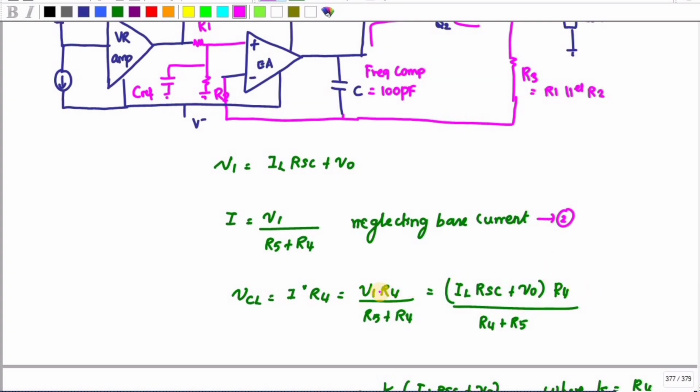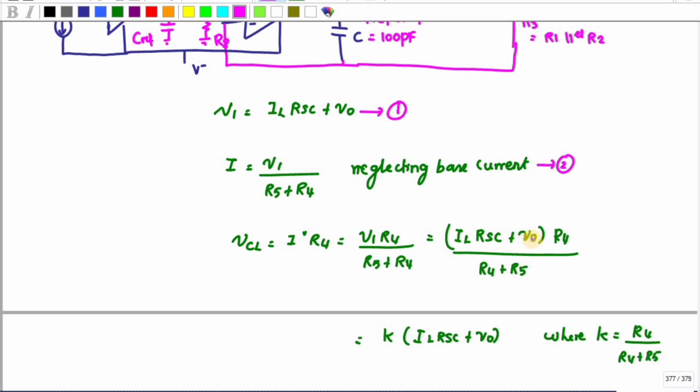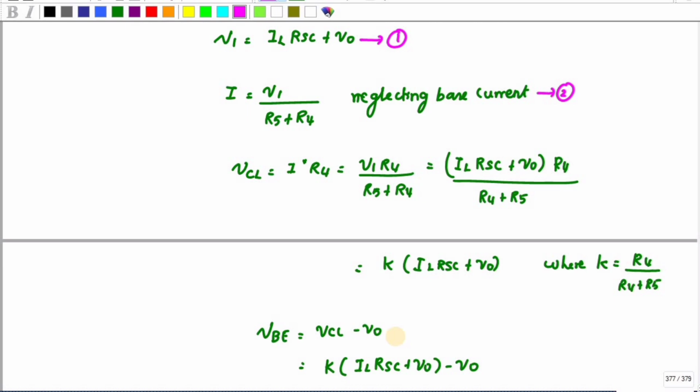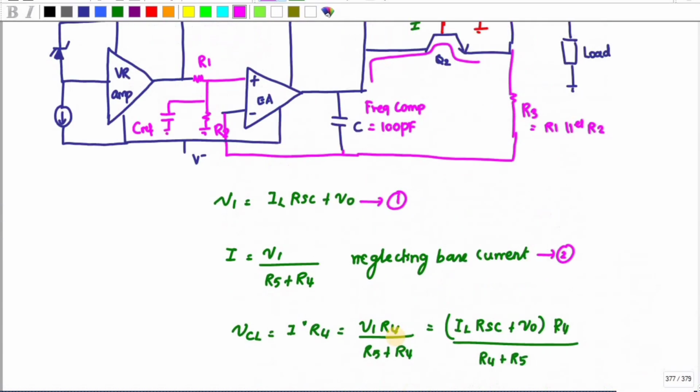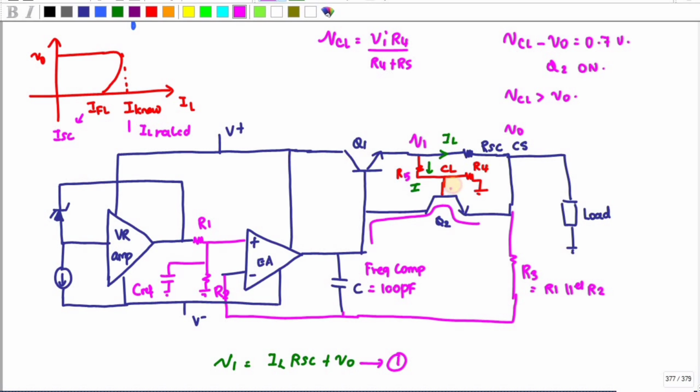Third equation, you will get V1 R4 divided by R5 plus R4. Instead of V1 you substitute the first equation value. So you will get VCL is equal to ILRC plus V0 into R4 divided by R4 plus R5. This R4 divided by R4 plus R5 I am taking as K. So I can write VCL is equal to K into ILRC plus V0. So we know that VBE is equal to VCL minus V0.